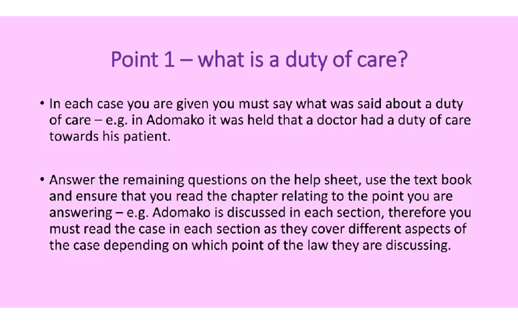Answer the remaining questions on the help sheet. Use a textbook and ensure that you read the chapter relating to the point that you're answering. For example, Adomako is discussed in each section. Therefore, you must read the case in each section as they cover different aspects of the case, depending on which point of the law they are discussing. I'm not going to go through any more points with you as it's all in the textbook and you should have successfully already done this correctly for gross negligence manslaughter.